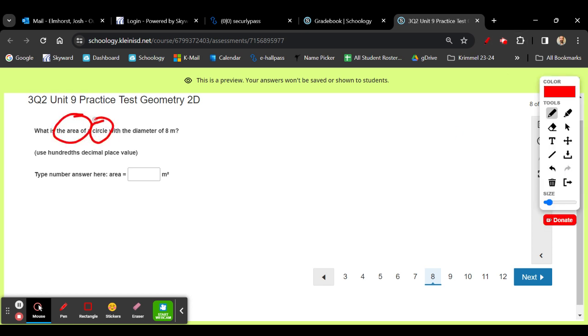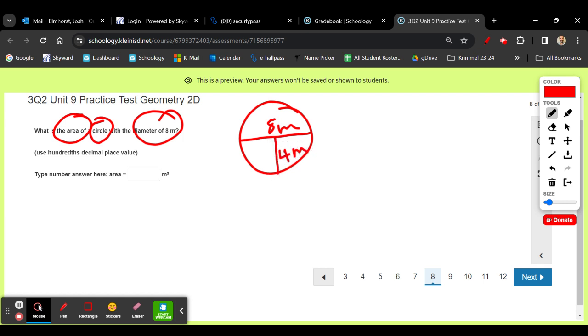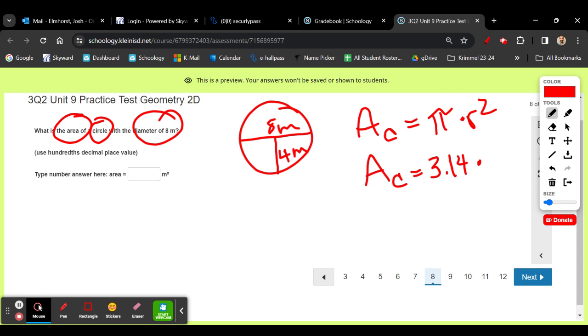What is the area of a circle with the diameter of 8 meters? If the diameter is 8, then the radius is 4 meters. And the area of a circle is equal to pi times r squared. The area of a circle is 3.14 times r squared, which is 4 squared. 3.14 times 16.